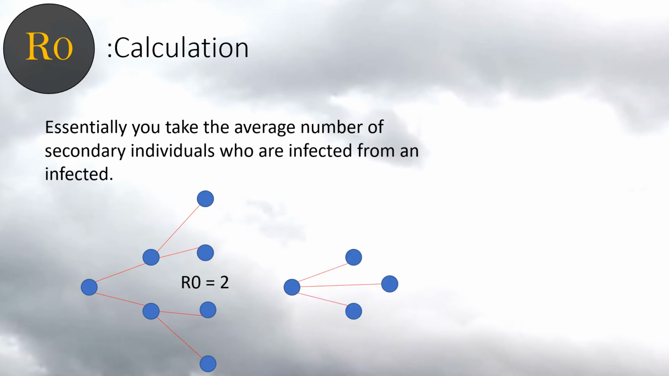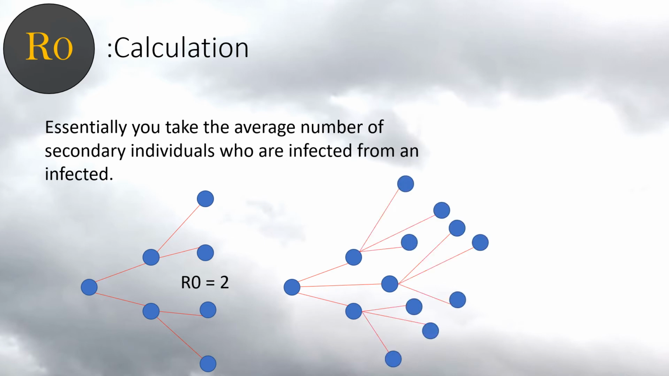This individual infects 3. Another 3, another 3, another 3. You've got 3 plus 3 plus 3 divided by 3. So 9 divided by 3, which is 3. R0 is 3 in this population. Remember, this is population dependent, and it can vastly differ in different cultures.